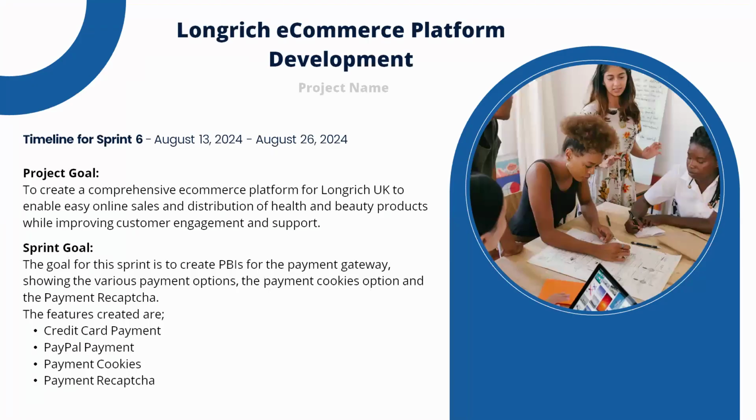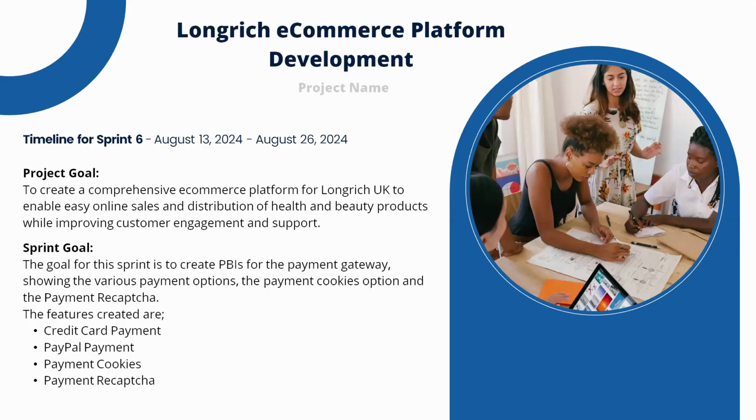We have the Long Reach e-commerce platform project. The time for Sprint 6 is August 13 to August 26. The project goal is to create a comprehensive e-commerce platform for Long Reach UK to enable easy online sales and distribution of health and beauty products while improving customer engagement and support.